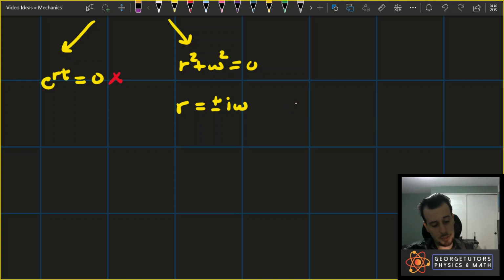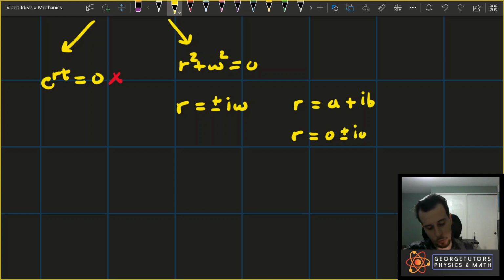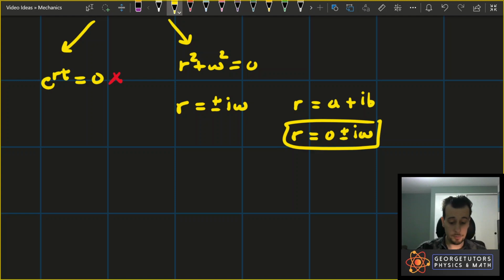We can write it in standard form, for example, a plus ib. And if we write it in standard form, we get here 0 plus or minus i omega. This is the complex number that we get for r. What does this mean right now?